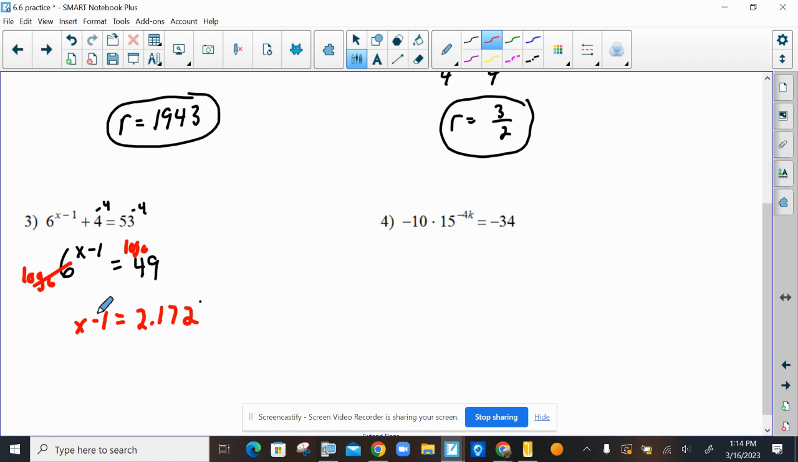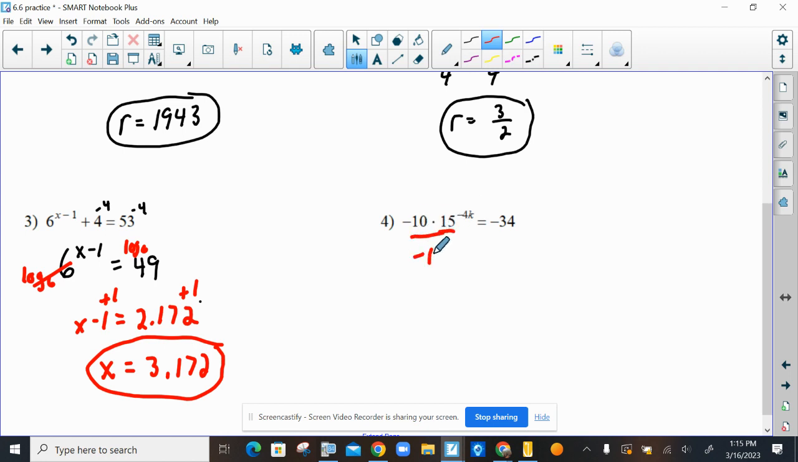And so then the last move is just to add 1, and our final answer is 3.172. Okay? Should make sense. Get rid of the number, isolate your base, take the log of that base. So now here's my base. My base is 15. I don't want that negative 10 there, and you don't add a 10. So it's negative 10 times 15 raised to a power, and you can't multiply. So we have to undo it by dividing.